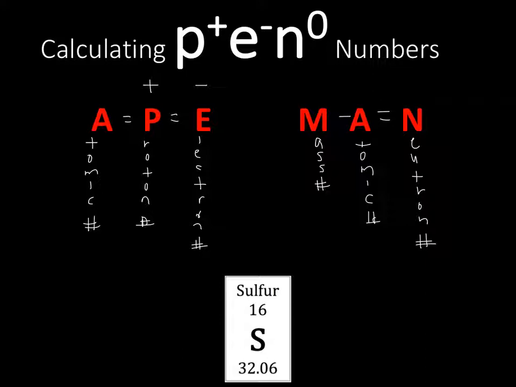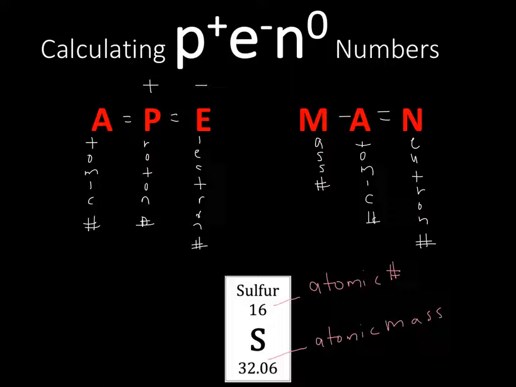So let's look at an example for sulfur. 16 is going to be the atomic number. If you look at your periodic table, it is labeled for you. And then the number at the bottom is our atomic mass. So we need to know this information in order to get our pen numbers.